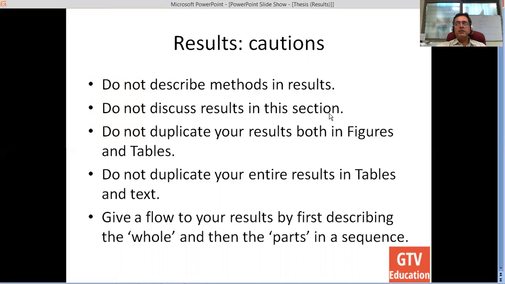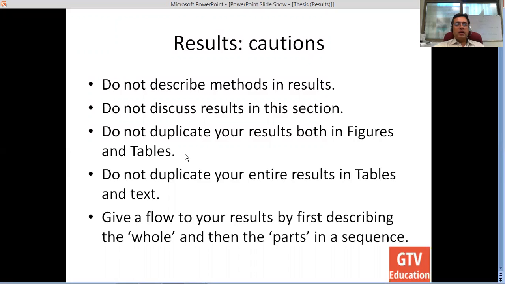Do not discuss results in this section. In our thesis format and in many different thesis formats, results and discussion are two separate sections. So you have to take great care while writing your results not to discuss them in this particular section, because there is a separate section for discussion of the results. I will share a separate video to describe how you can discuss your results, because that's also a pressing problem with our students. So I would also tell you the details of that.